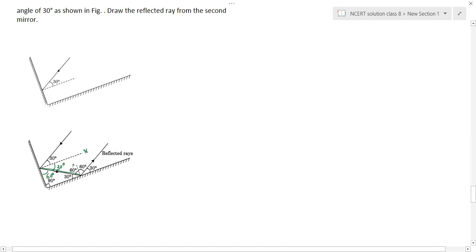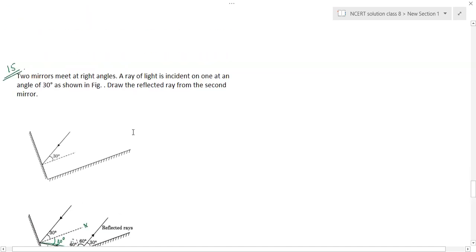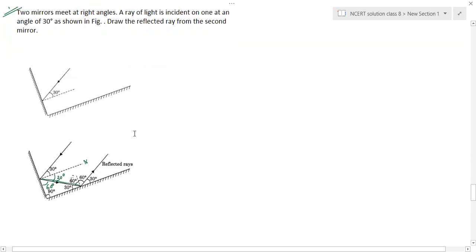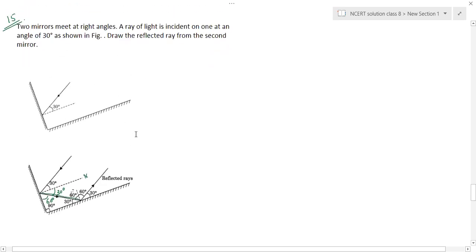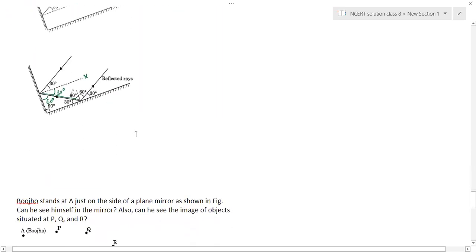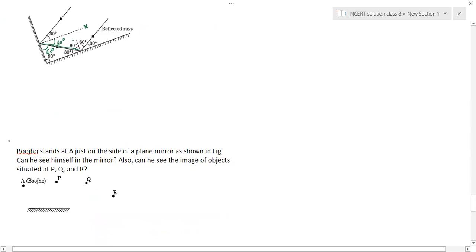If angle of incidence here is 60 degree, then reflected will be 60 degree, and this angle will be 30 degree. So yes, this is a very important question. It comes in Olympiads as well. Not the ray diagram, just the marking of X, Y, and Z. Now this is the 16th question.